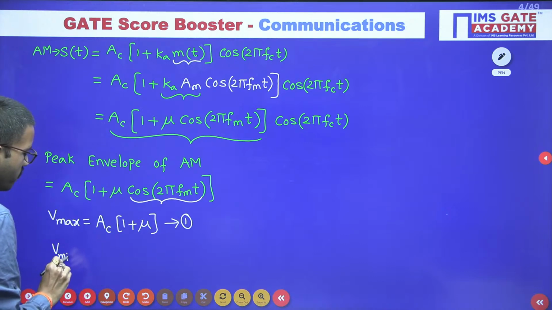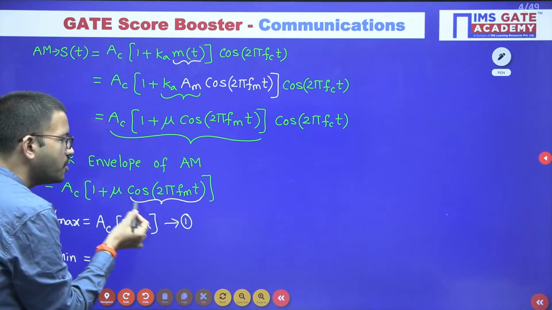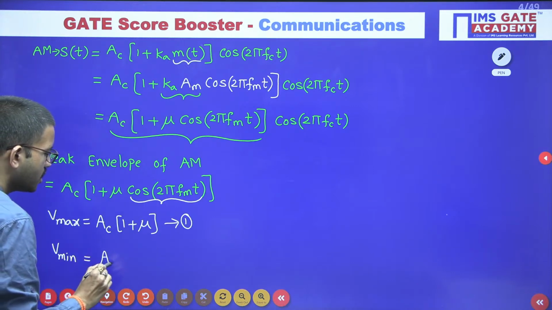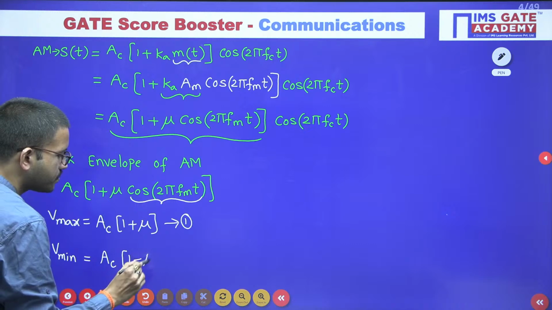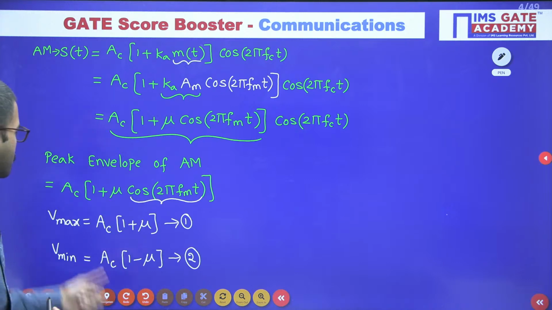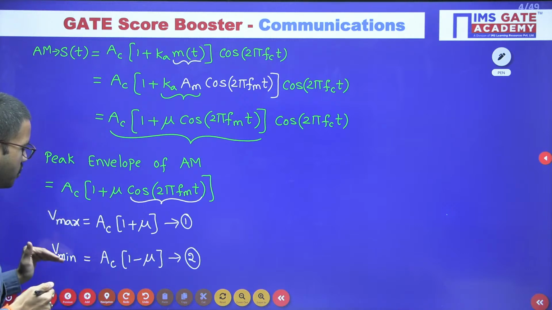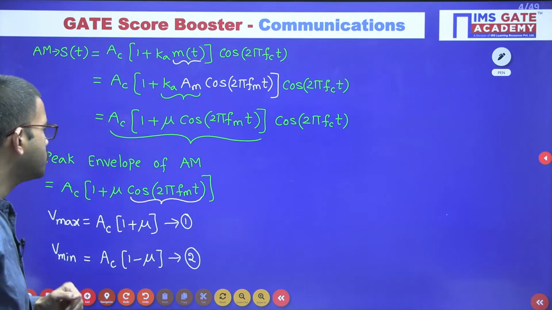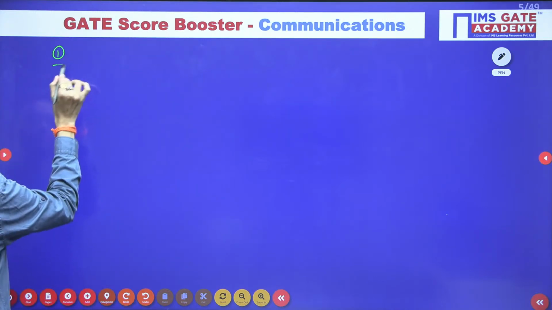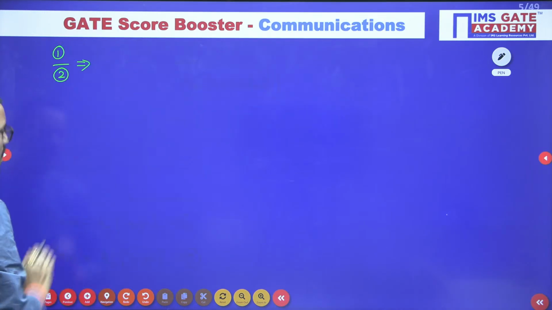Similarly, you are going to get the minimum value regarding the peak envelope of AM. Okay, so here you get the minimum value when you are considering the cos value as -1. At that time you are going to get Ac into 1 minus mu. Okay, right. Now you got two equations regarding the positive envelope of AM. We are getting the maximum value and the minimum value. Now you can take the ratio of these two. Take the ratio of 1 and 2. So here on the left hand side you are getting Vmax by Vmin.